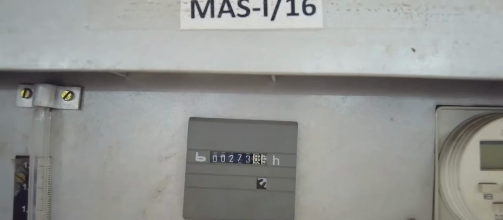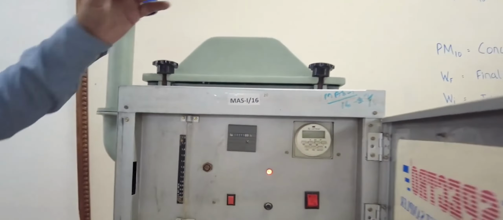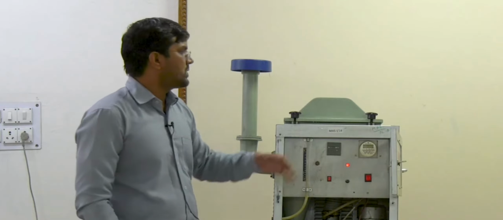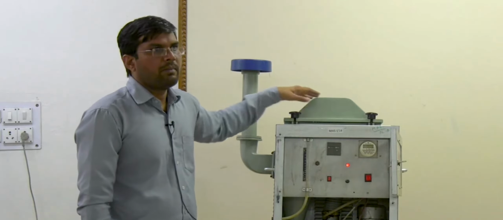Now, what is the purpose of these two things? As I said, we will take the pre-weight and post-weight of the filter, and from the difference of these two values, we will get the mass of the PM10 collected on the filter paper. But the mass of PM10 will not be sufficient, because we have to present our PM10 pollution loading in the ambient air in terms of micrograms per cubic meter. So we need mass per unit volume. Now, where will the volume come from?